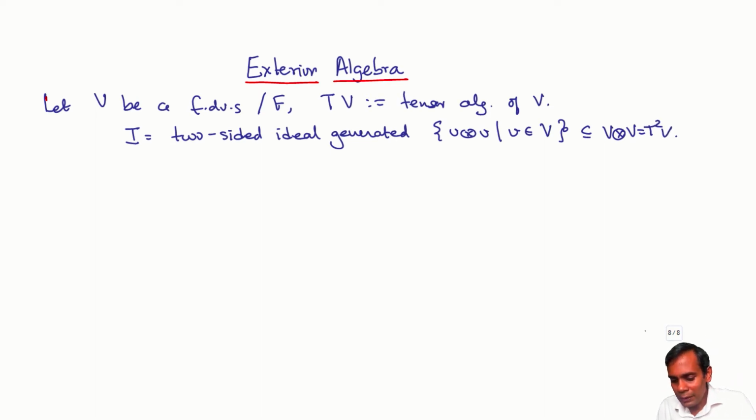Okay, so what do I mean by two-sided ideal generated by a set? It's simply the smallest two-sided ideal that contains that set. To see that it exists, you just take the intersection of all two-sided ideals that contain that set. An intersection of two-sided ideals is again a two-sided ideal. So now I can define the exterior algebra. Wedge V is defined to be TV modulo I.